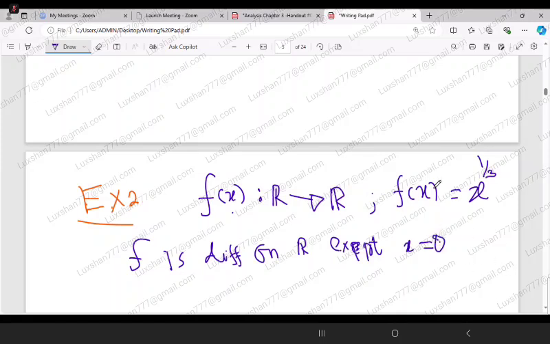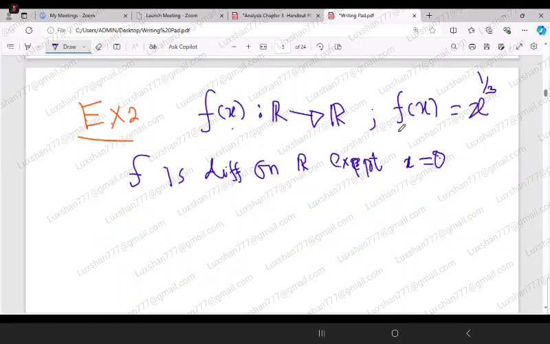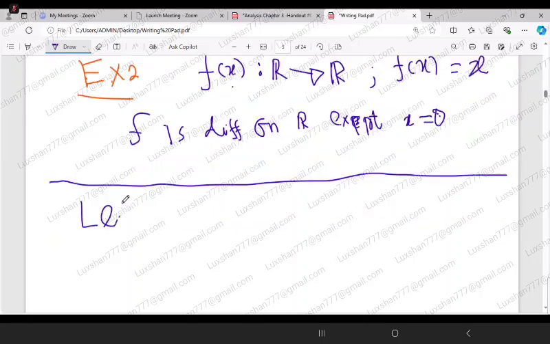So as I told you before, there are two things. One, you have to show this is differentiable everywhere. Second thing is you have to show it is not differentiable at x equals 0. So let's work out this one. As usual, we'll consider the same way. Let x naught not equal to 0. We are going to consider the first case, that is x naught is not equal to 0.